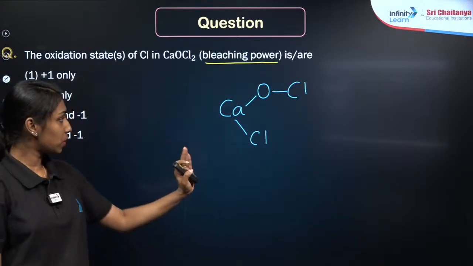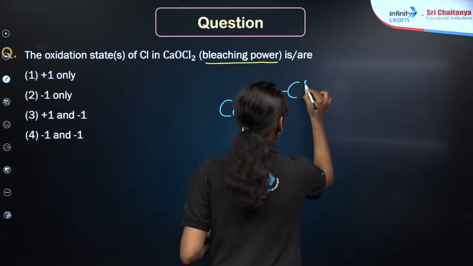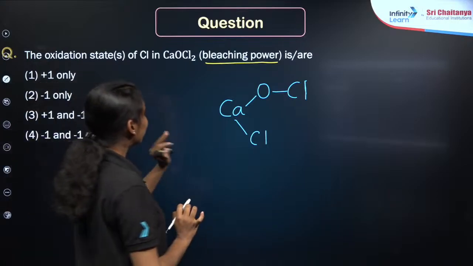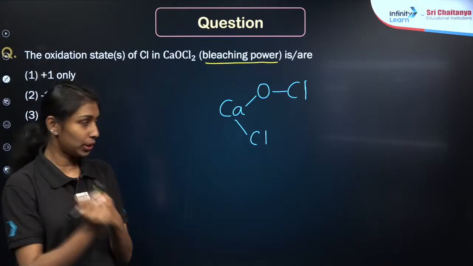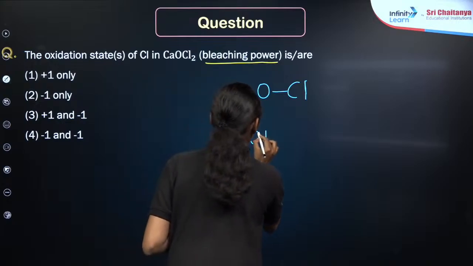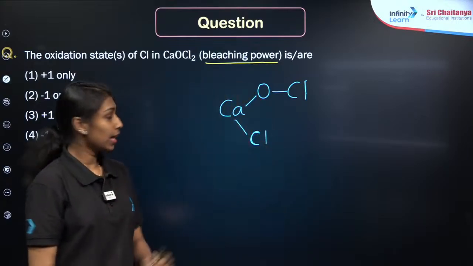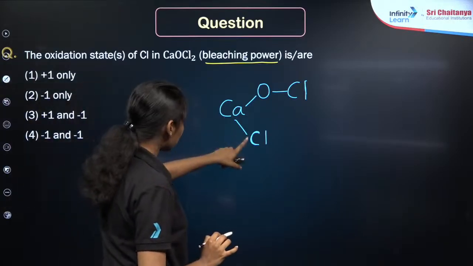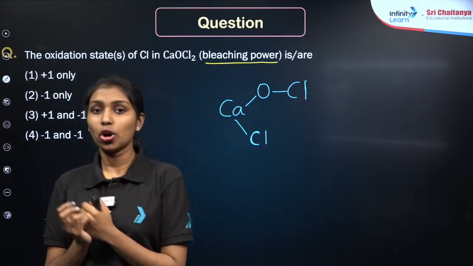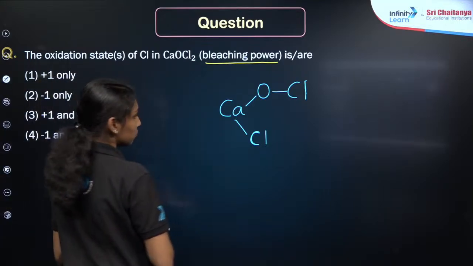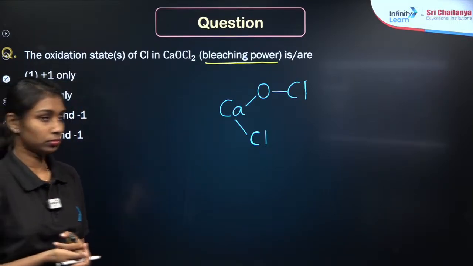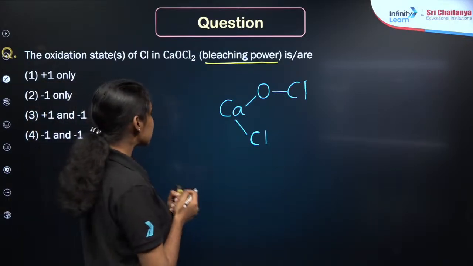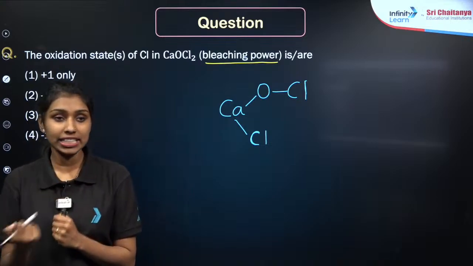This will be the structure of bleaching powder, or CaOCl2. While discussing the oxidation state in special structures, I have already mentioned that whenever you have two atoms with a difference in electronegativity, you must assign the oxidation numbers according to their electronegativity. If I take this calcium chlorine bond, which one is more electronegative, calcium or chlorine? Chlorine, right? Because chlorine has the highest power to attract the shared pair of electrons.